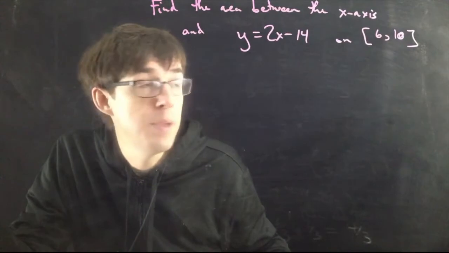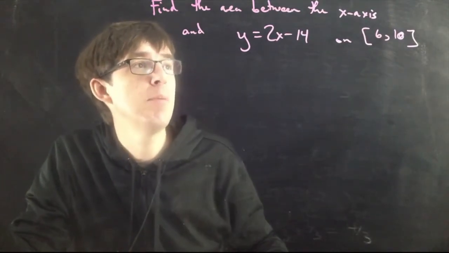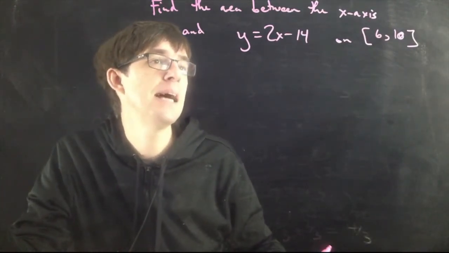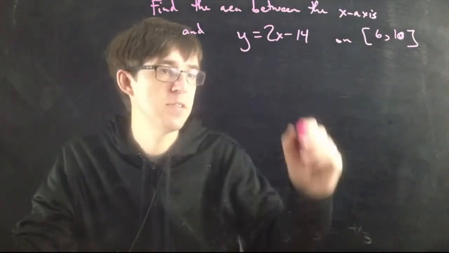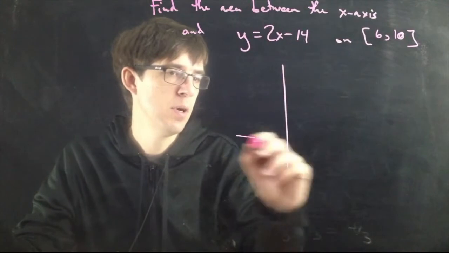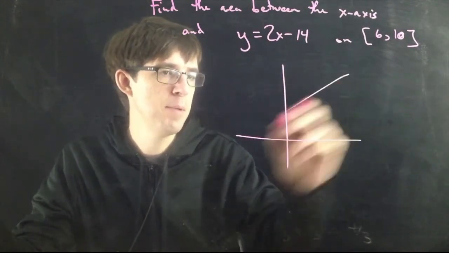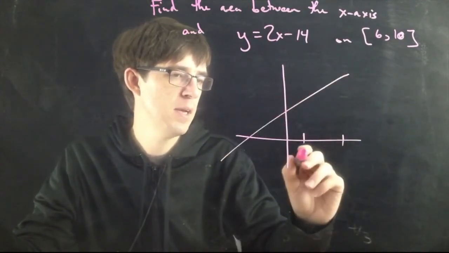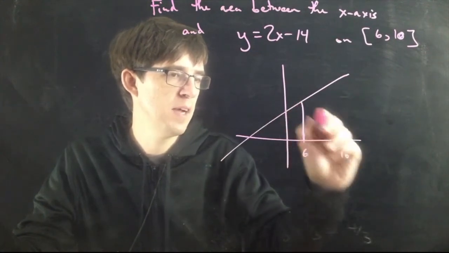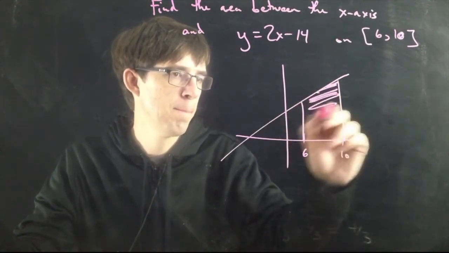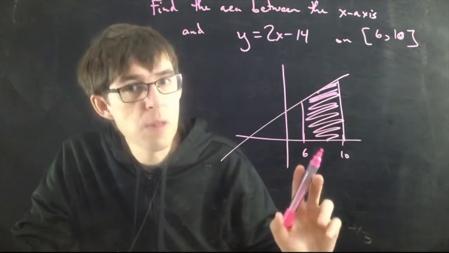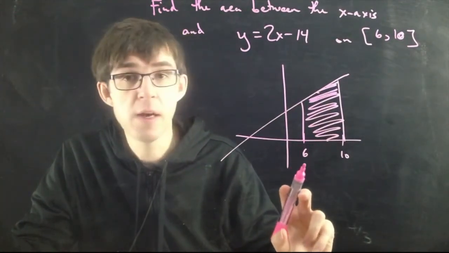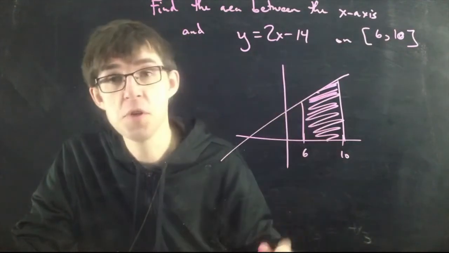Just one more, then we'll be done for good. Find the area between the x-axis and this line, y equals 2x minus 14, on the interval 6 to 10. So that means on the picture, this is a line, so maybe it looks like that, and I go from 6 to 10, and I find this area, right? This is not hard. If this is really what the picture looks like, then you would just do the integral from 6 to 10 of this function and leave it at that.